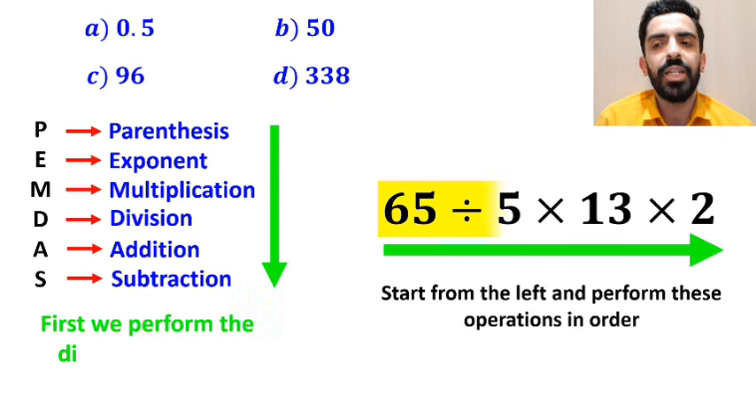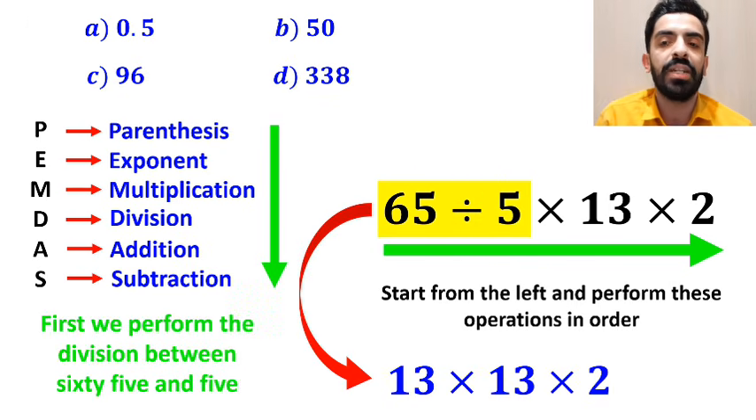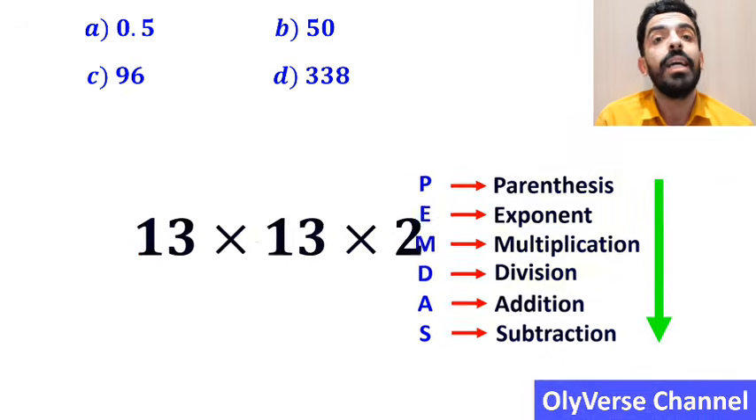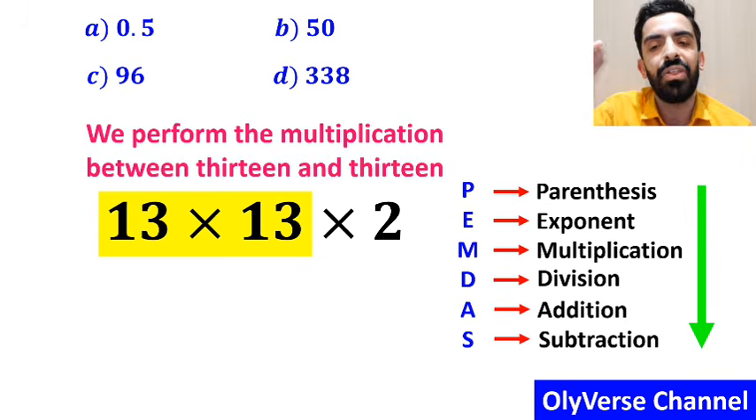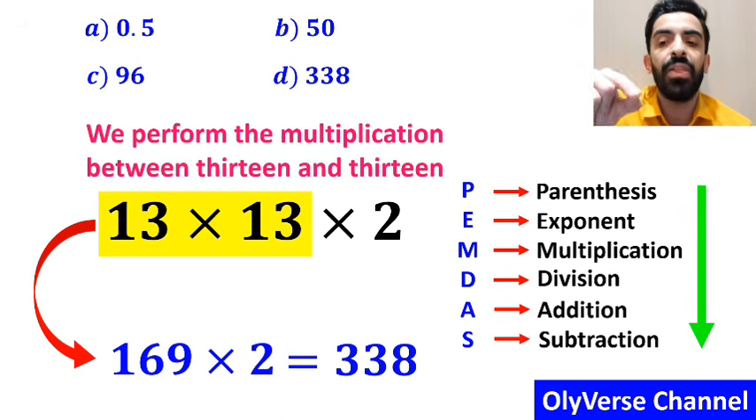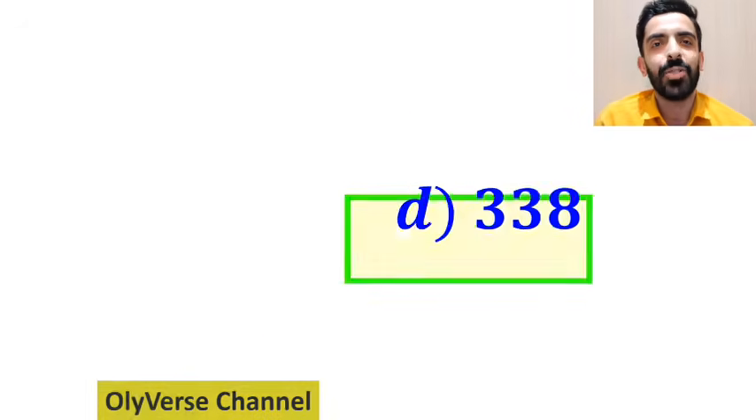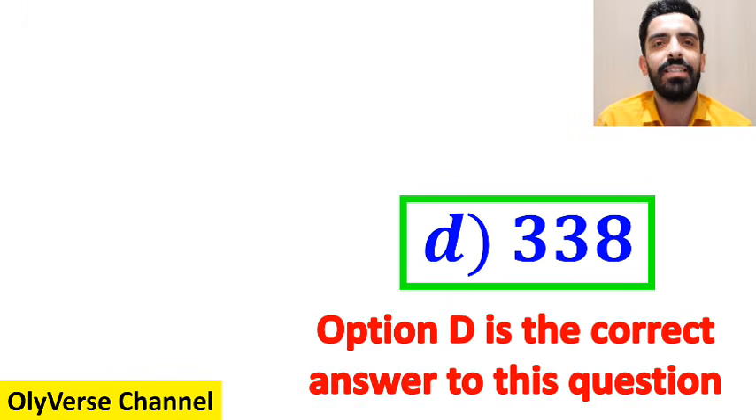So, first we perform the division between 65 and 5, which simplifies this expression to 13 multiplied by 13 and again multiplied by 2. And the final step, we perform the multiplication between 13 and 13. And instead of this expression, we can write 169 multiplied by 2, which finally gives us the answer 338. That's great. Option D is the correct answer to this question.